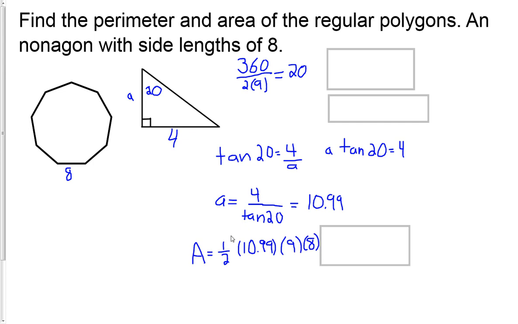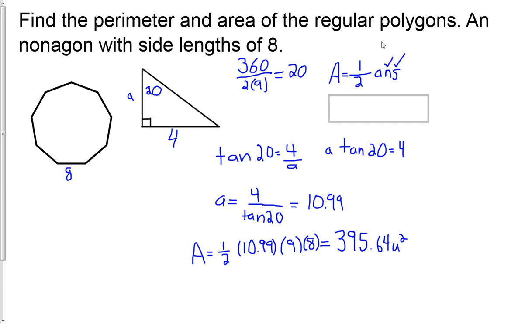And now we're ready to plug it in. Area equals half, 10.99 times 9 times 8 to get 395.64 units squared. And again, all we needed was the apothem there, and there's my perimeter that I did out loud already.